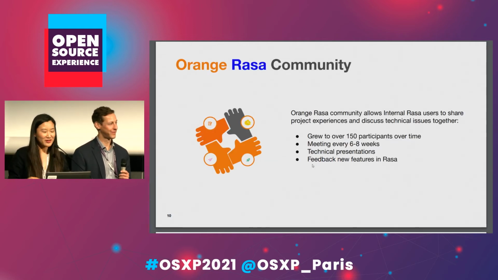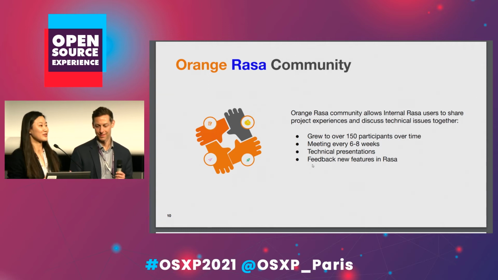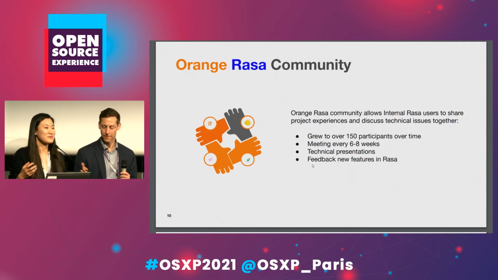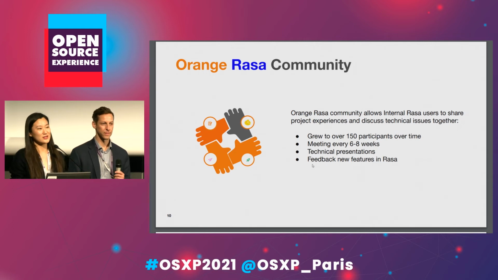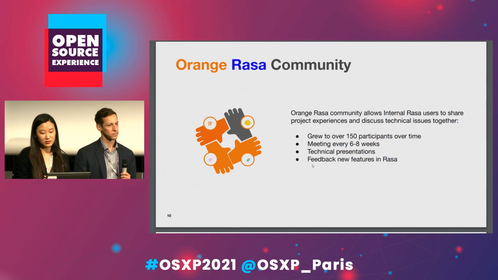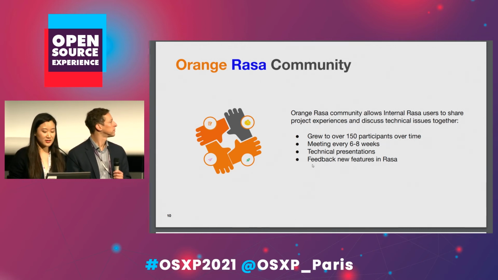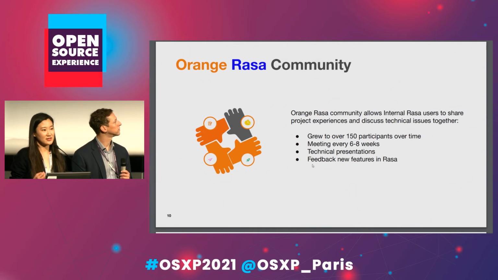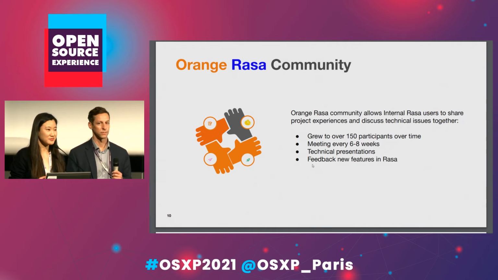But in real life, we both know, especially as developers, that there are so many troubles and issues we can encounter, and something that is just a small detail can block us for days maybe. And this could be really frustrating, and this is how the Orange Rasa community came to life. This community allows us, especially the internal Rasa users, to share project experiences and discuss technical issues together.